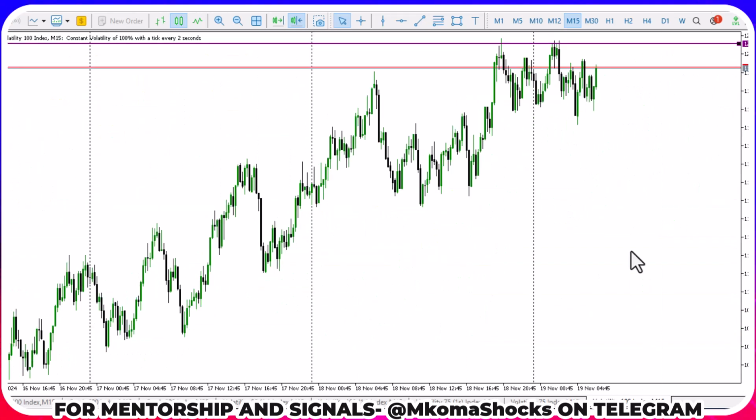Let's look at the last example on the V100 index. Remember, these indices are found on Deriv, and the links are in the description down below. You can get the links and start trading right away. So we have this one, and we have another one.